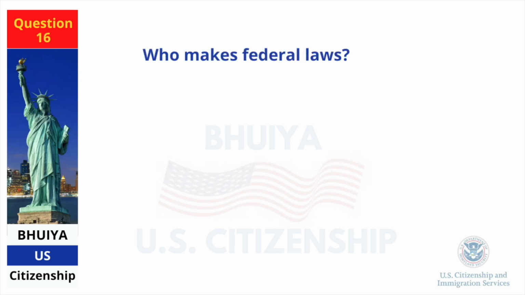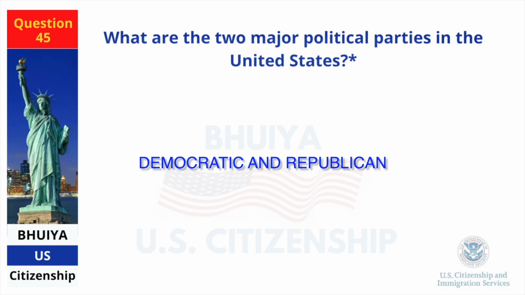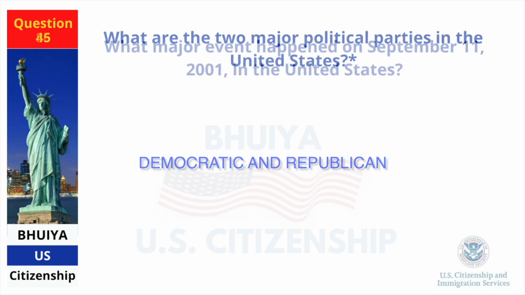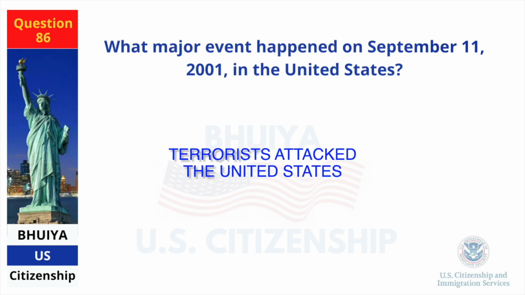Who makes federal laws? Congress. What are the two major political parties in the United States? Democratic and Republican. What major event happened on September 11, 2001 in the United States? Terrorists attacked the United States.